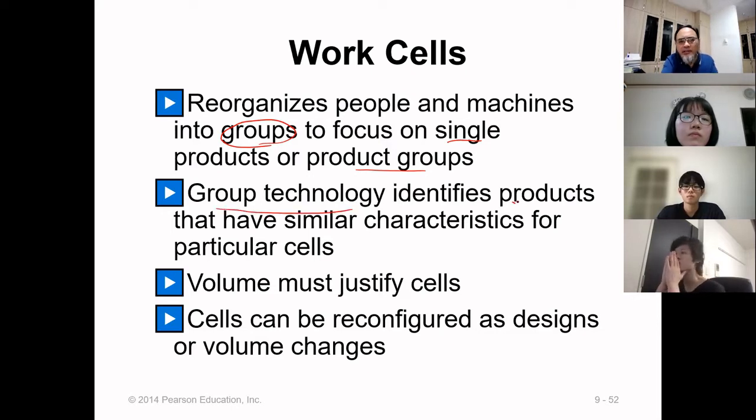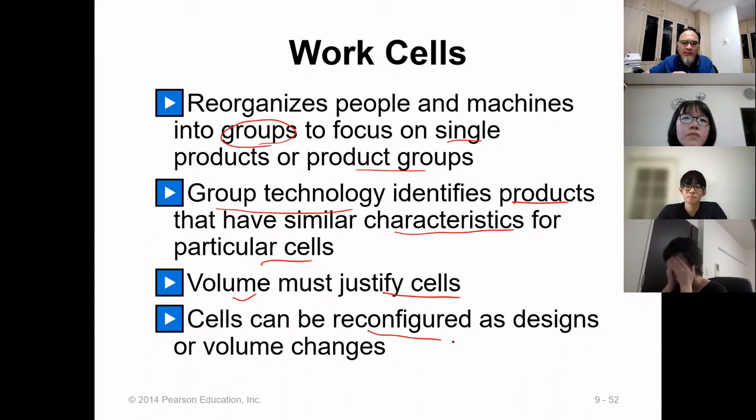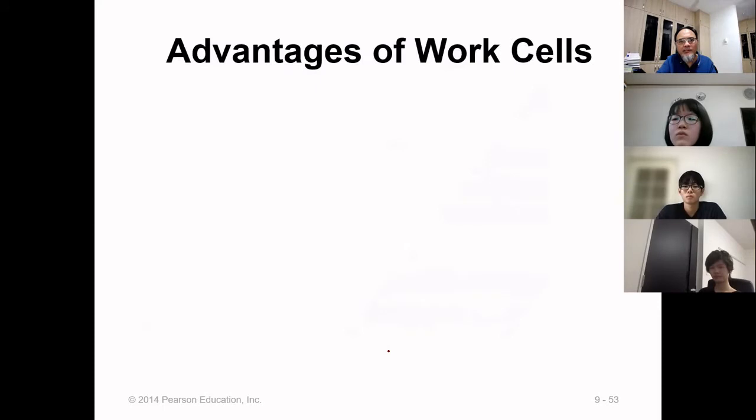Group technology identifies products having similar characteristics for particular cells. That means the cell will produce, for example, different models of the same kind of product. And the volume that you produce must justify the cell. If it's a very high volume, you can reconfigure. That means you can increase the number of workers when the volume changes. If there is an increased volume, you can reconfigure. There are examples after this.